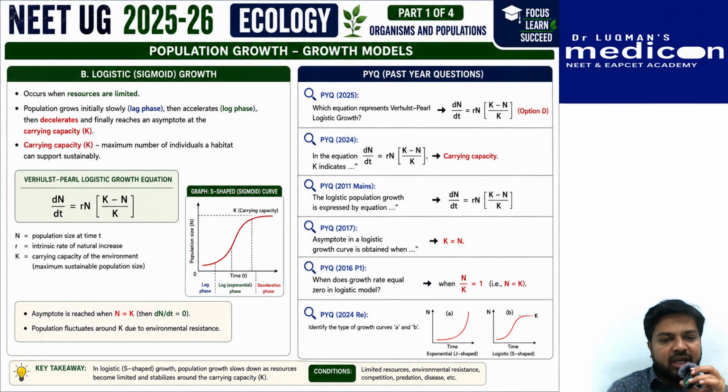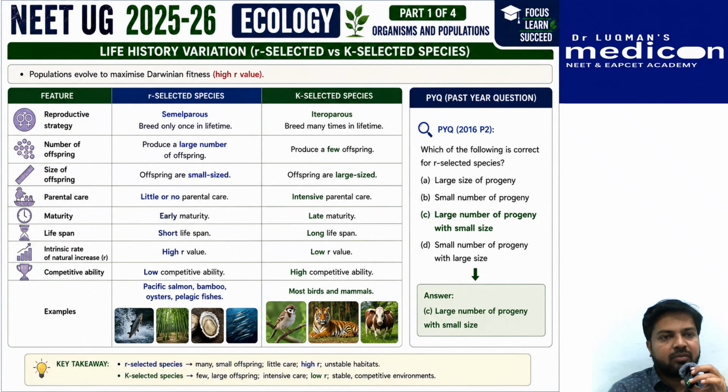When does growth rate equal 0 in the logistic model? When N by K is equal to 1, or N is equal to K. Identify the type of growth curves A and B. We know that A is a J-shaped exponential growth model and the other, S-shaped, is a sigmoid or logistic growth. Key takeaway: in the S-shaped, the resources are limited. You have to remember that.